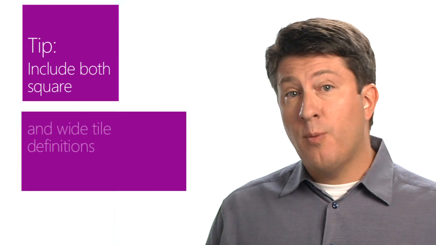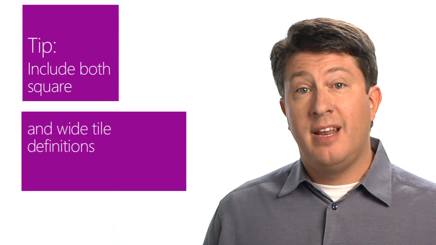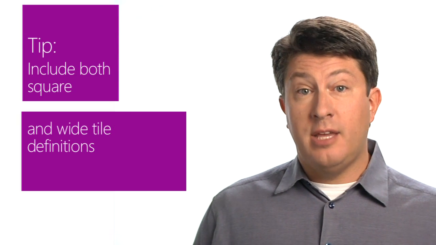One more tip for tile updates. Include both square and wide tile definitions in your tile update, as users may make your app's tile either size. I mentioned that a background task might download data from the web and store it locally. You can also use the background downloader to do this. This would help your app to be fast and fluid, showing recent data as soon as it's activated.